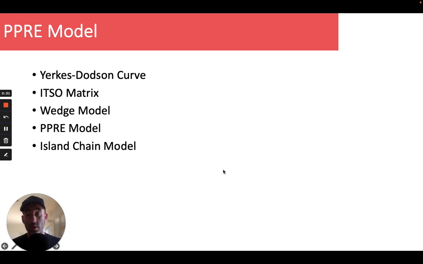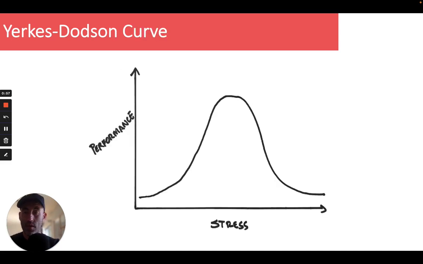So the models we're going to look at are the Yerkes-Dodson Curve, the ITSO Matrix, the Wedge Model, the Prepare, Perform, Recover, and Evolve Cycle, and the Island Chain Model. Now for each of these models, I'm going to explain the model as a general overview to start with, and then we're going to dig in and look at a couple of the salient features of it. There's a lot of depth in each of these that we're not going to go into, and this will really just provide you a much more in-depth overview of what we're talking about. Okay, so we're going to start with the Yerkes-Dodson Curve.